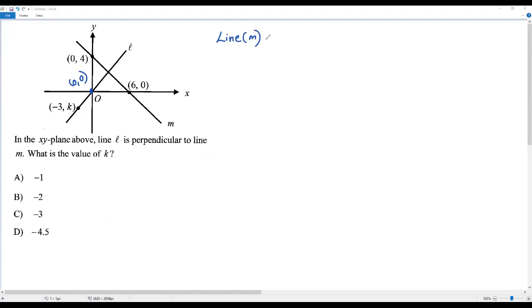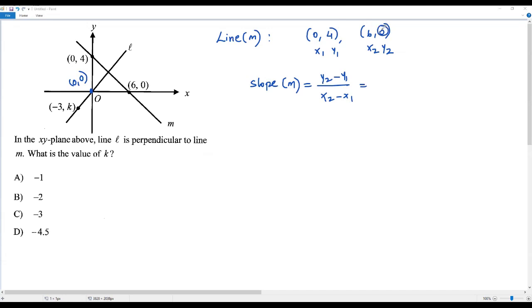First, let me consider the stuff we have for line M. On line M, we have 2 points 0, 4 and 6, 0. Let me write them 0, 4 and 6, 0. I consider this is x1, y1 and this is x2, y2. And let me write slope for line M. So when I know the 2 points on a line, there is a formula to get the slope, that is y2 negative y1 over x2 negative x1. So I assume the first point is x1, y1 and second point is x2, y2.